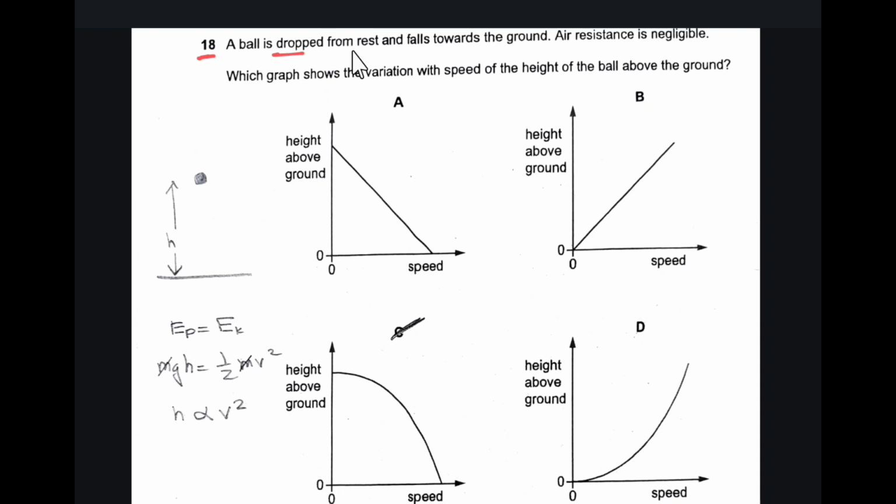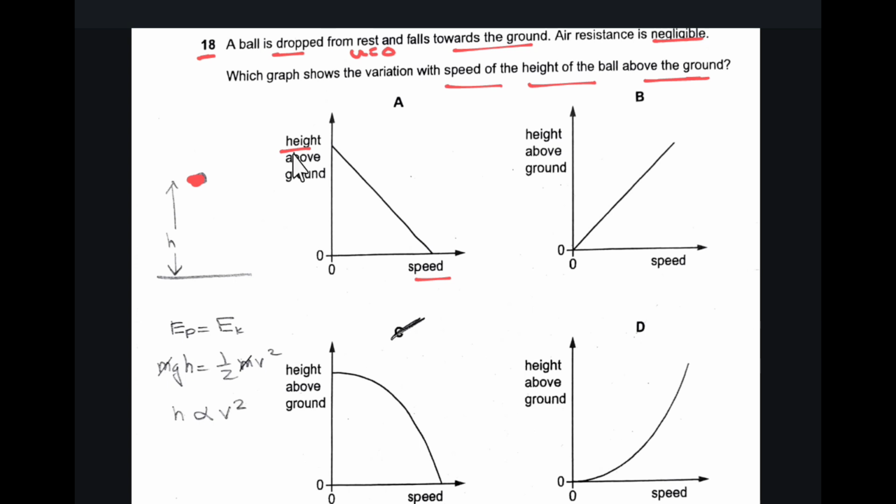A ball is dropped from rest. At rest, speed is 0. That means initially it is at rest and falls towards the ground. So the ball is at a height and it falls towards the ground. Air resistance is negligible. Which graph shows the variation with speed of the height of the ball above the ground? So this is the height against speed graph.